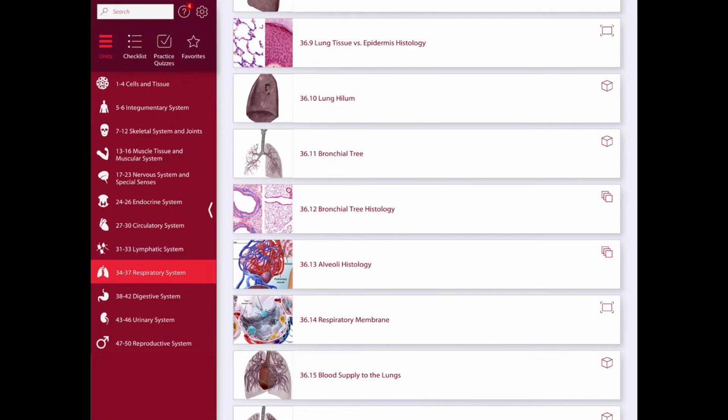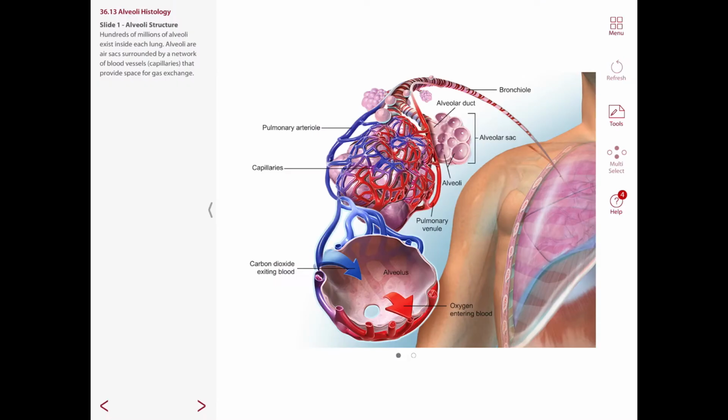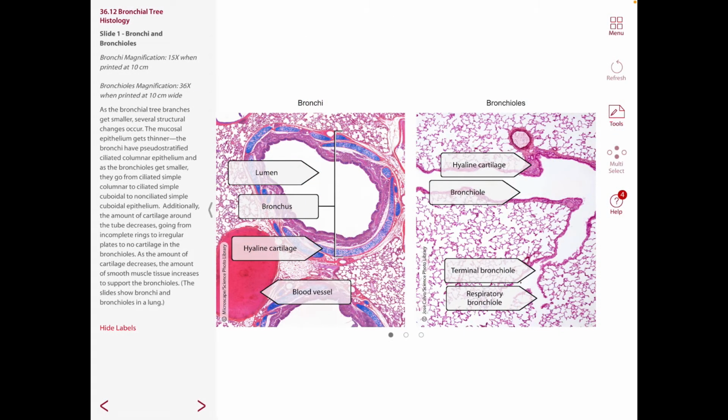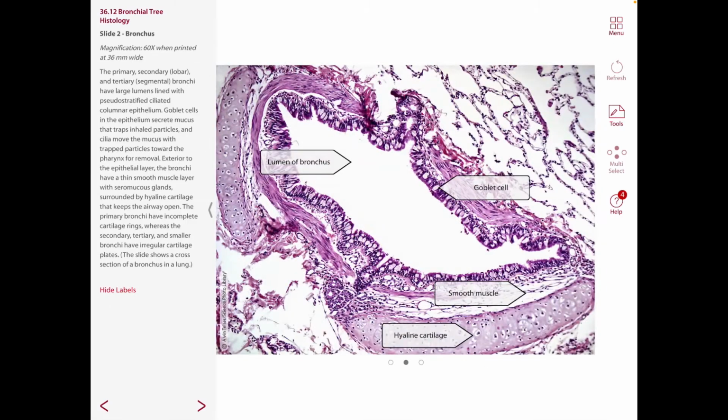These bronchioles become smaller branches known as terminal bronchioles, which subdivide to form respiratory bronchioles. And from there, they divide into alveolar ducts and alveolar sacs. And then, of course, the smaller alveoli, which is the area for main gas exchange. Here is the bronchial tree histology, and if you want to take a look at this, you can feel free to pause the video now.